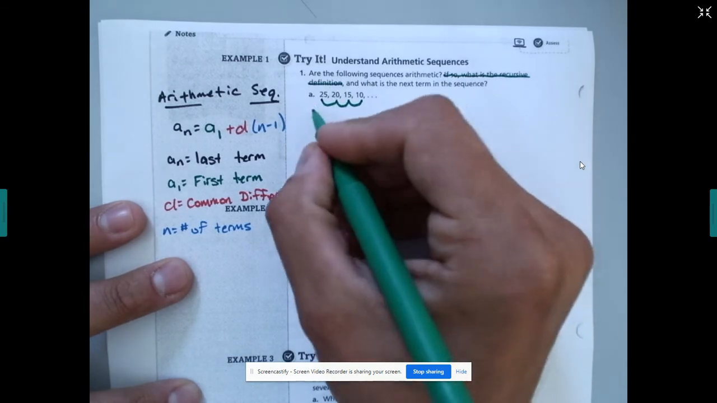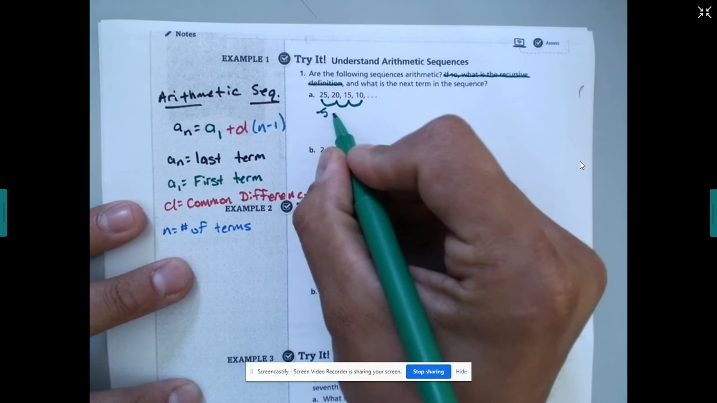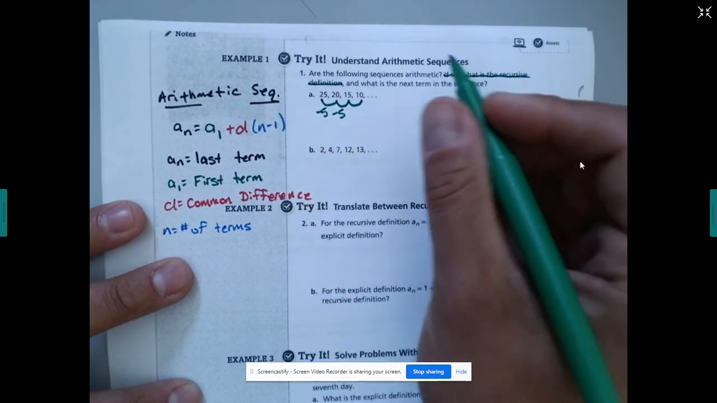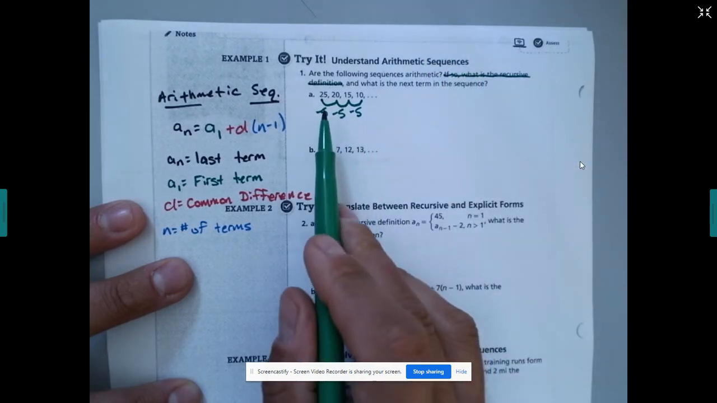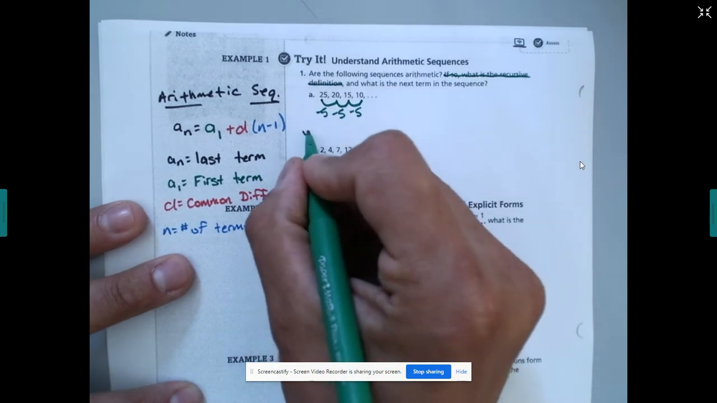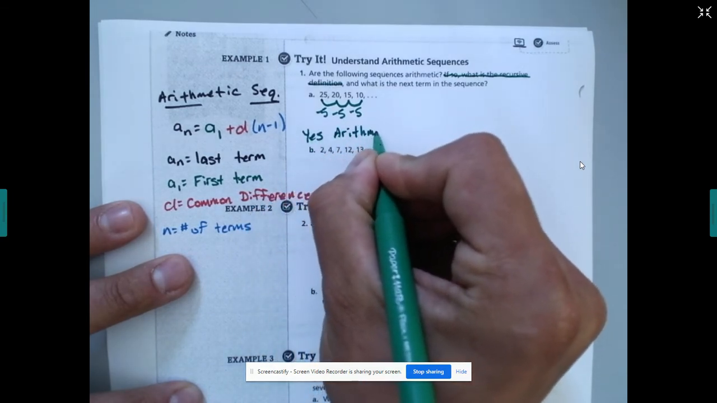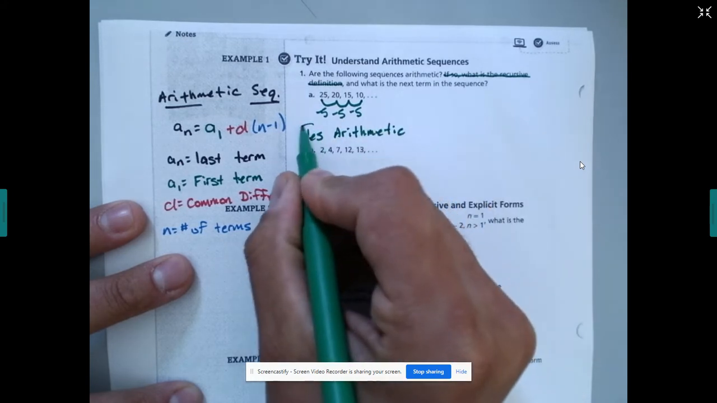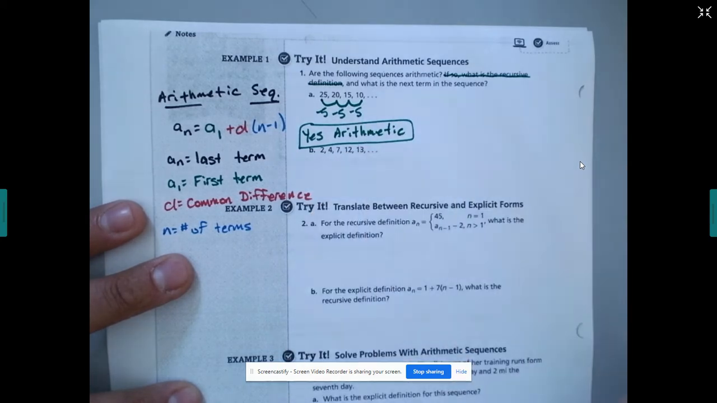To go from 25 to 20, we subtract 5. To go from 20 to 15, we subtract 5. To go from 15 to 10, we subtract 5. So we are subtracting the same number every single time. Since it's the same number, that means that yes, this is arithmetic. If it would have been like minus 5, minus 5, minus 2, then it would not be arithmetic.